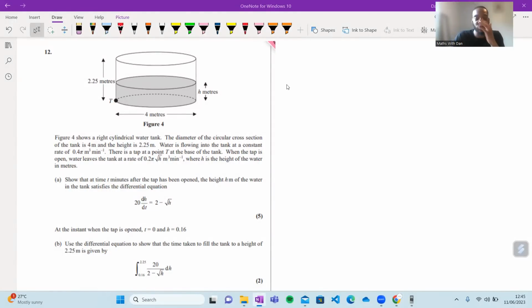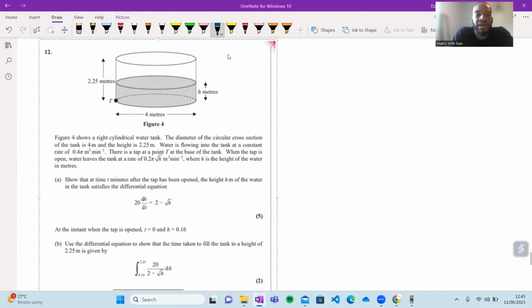So remember, if any of you joined last week when I did the cone one, it's kind of similar. Now, let's read it and see how we get on. It says figure 4 shows a right cylindrical water tank. The diameter of the circular cross section of the tank is 4 meters and the height is 2.25. Water is flowing into the tank at a constant rate of 0.4 pi meters cubed per minute.